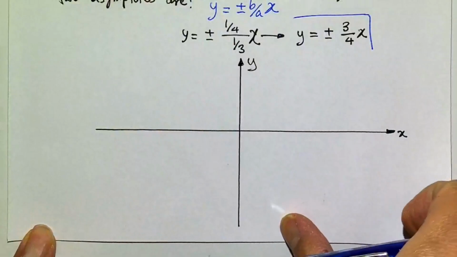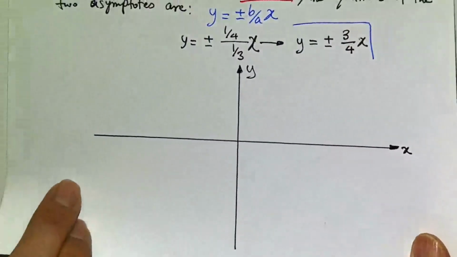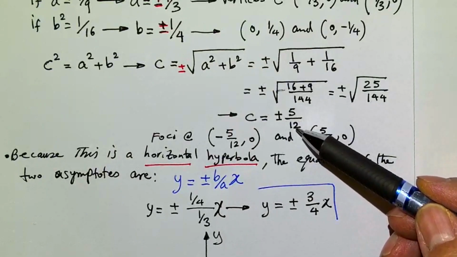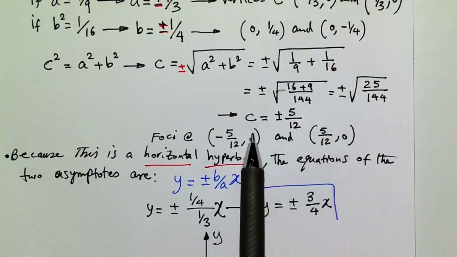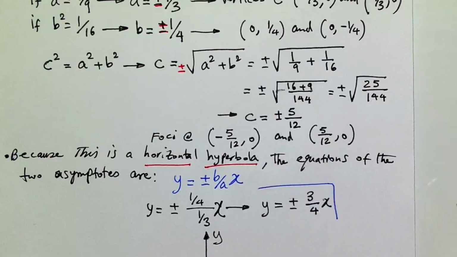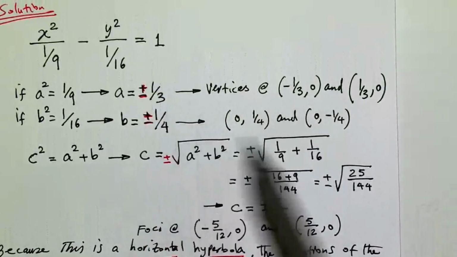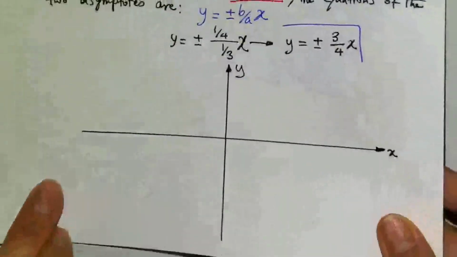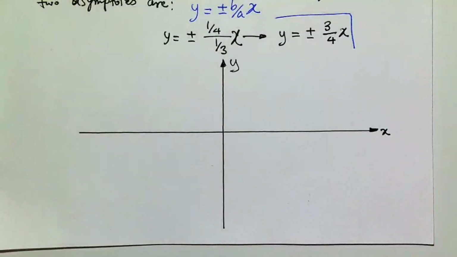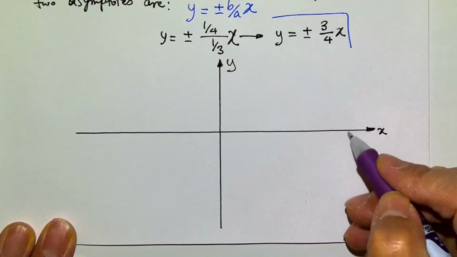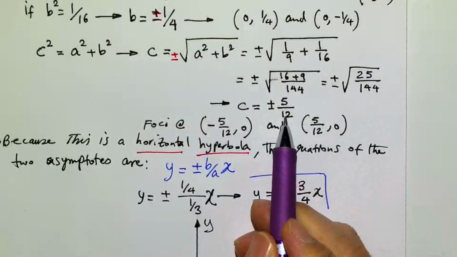Note that all these numbers that we have, 5 plus or minus 5 over 12, which is where the foci are located, and 1/4, 1/3, are very small numbers. So let me pick my increment very large. I'm going to pick 1 unit because of this denominator being 12.